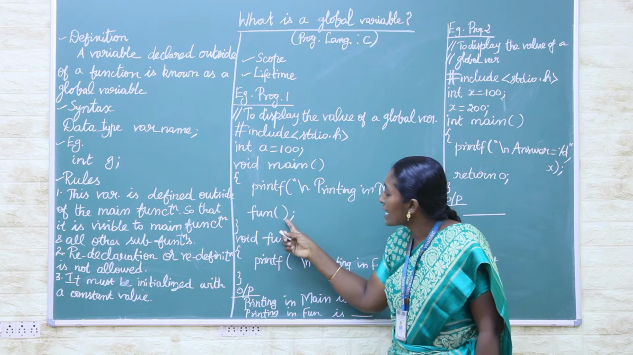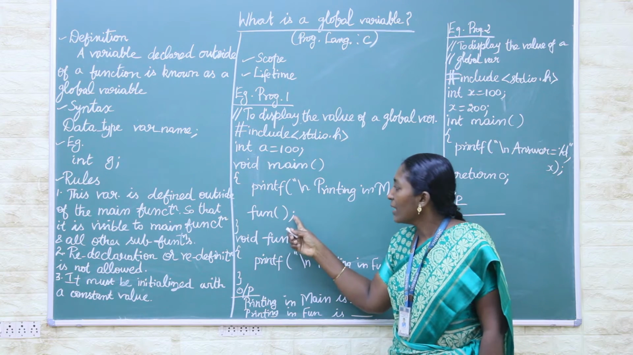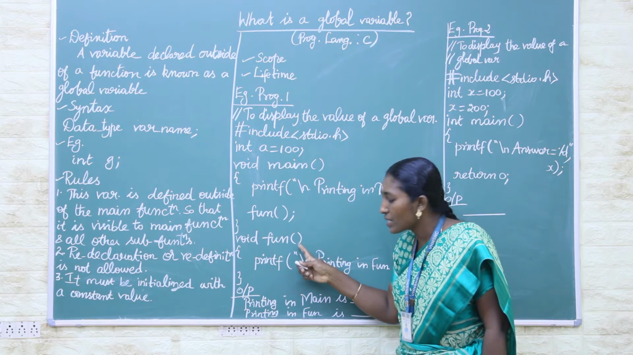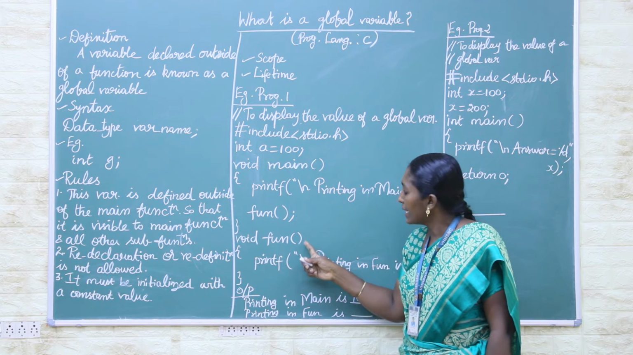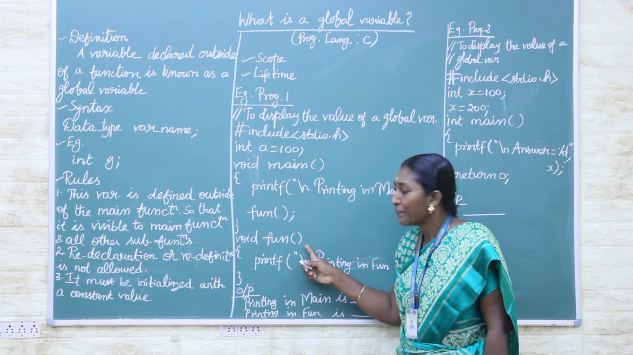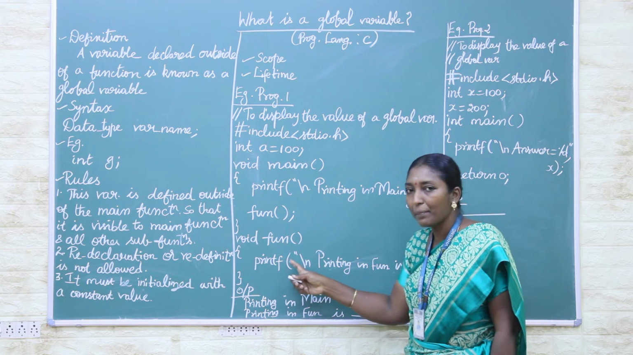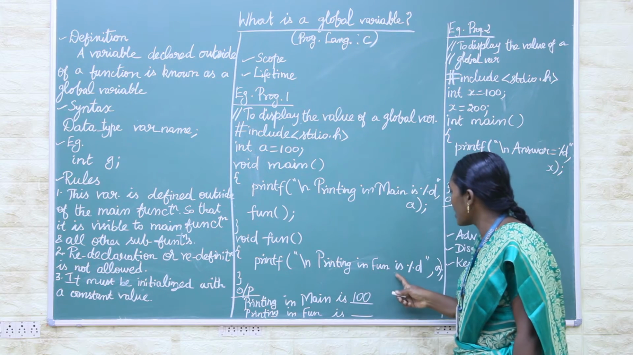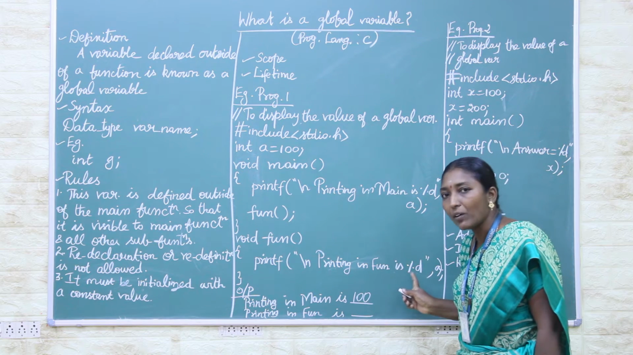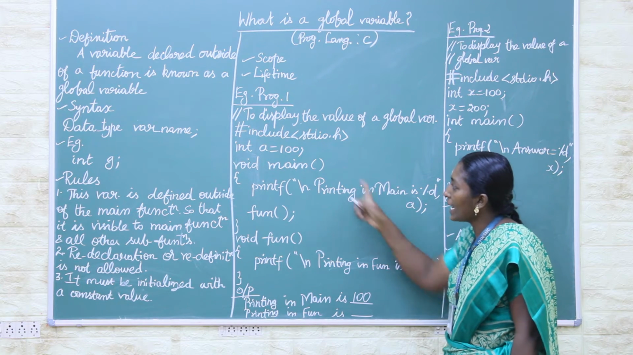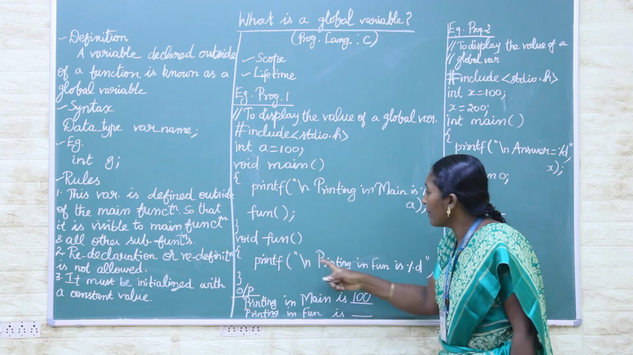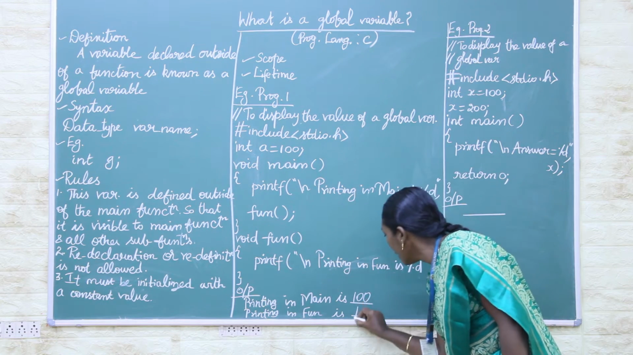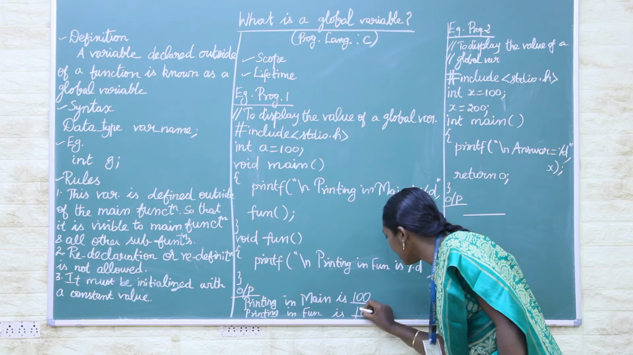The next line is the function calling statement. When the compiler encounters this statement, the control will be immediately transferred to this particular function. Here the name of the function is fun. Inside the function also we have a printf statement. Inside it we are writing printing in function is, and again we are printing the value of A. What is A? A is a global variable. So again we will get the output as printing in function is, with the value of A in the output.